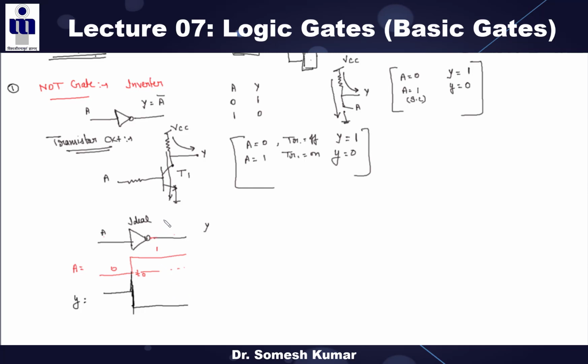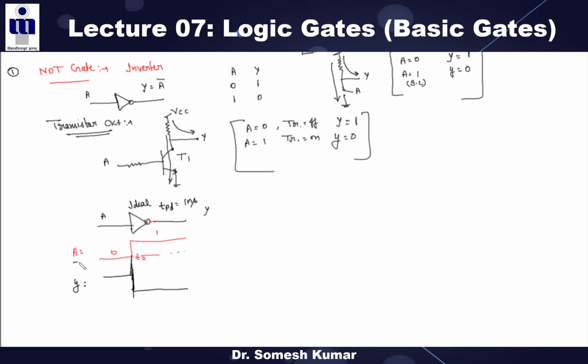If we are saying the delay of this NOT gate is 1 nanosecond, then how can you define the output? If A is the input, then the output should be like this. What is this time? This is t naught. What is this time? t naught plus 1 nanosecond, right? It means you will get the output Y after how much time? After 1 nanosecond.